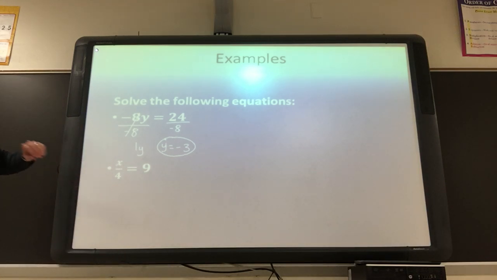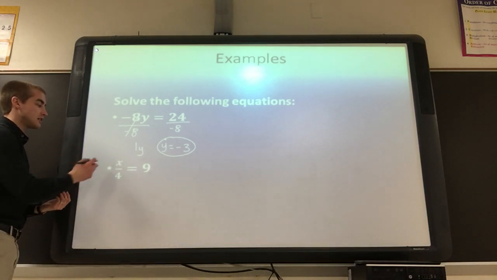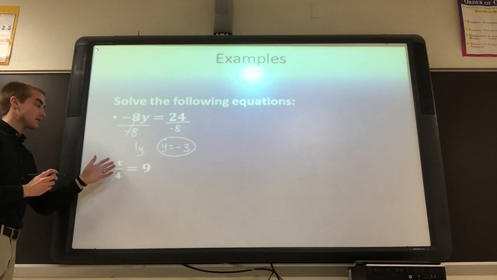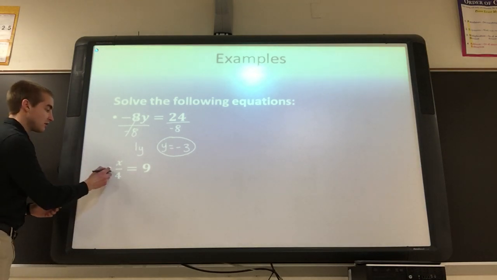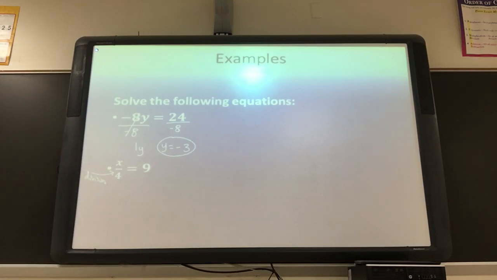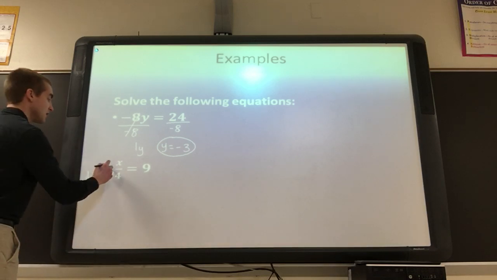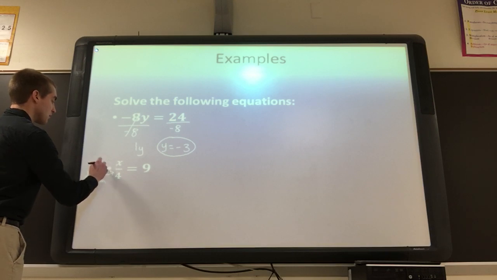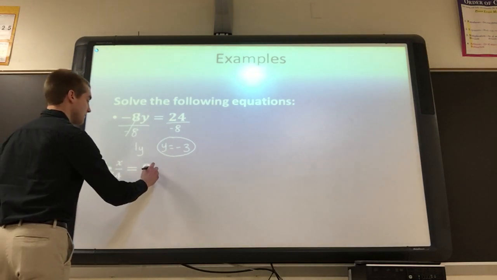We have x over 4. Remember I said a fraction in an equation is the same thing as division. So this is x divided by 4. Now I can make a note of that. A fraction is really division in an equation. So if it's x divided by 4, I want x by itself, so I need to get rid of this divided by 4. The opposite of division is multiplication. So I'm going to multiply 4 on both sides of my equal sign.